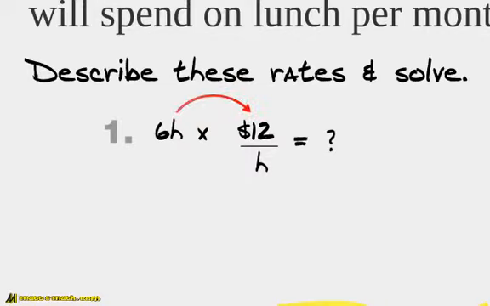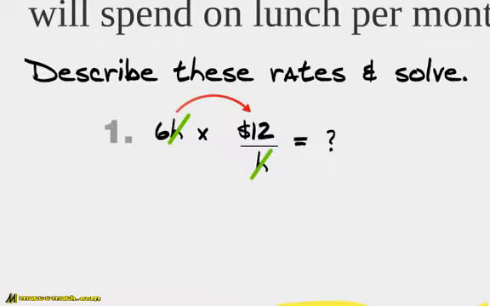Well, we just take that 6, multiply it by the 12, because the hours cancel. Remember, if you've got a 1 on top and a 1 on bottom, those cancel. Or if you have a 6 on top and a 6 on bottom, those cancel. Same as if you have an h in the numerator and an h in the denominator, they cancel.